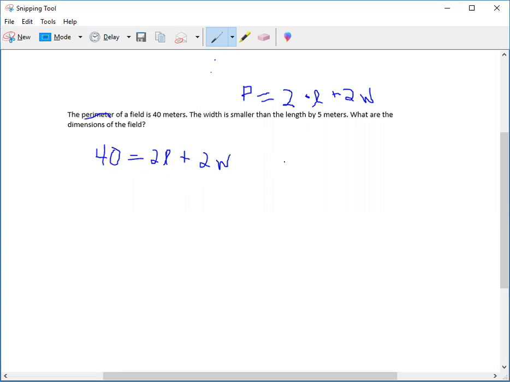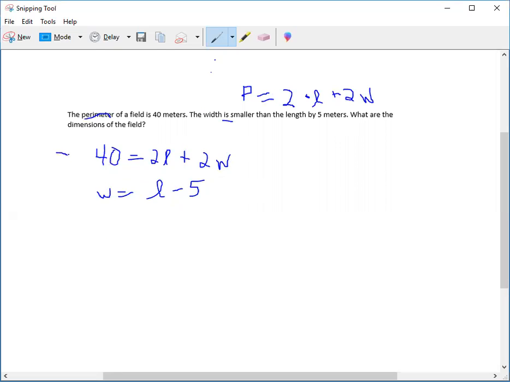The width is smaller, so W equals, smaller than the length by 5 meters. So we're comparing it to the length, and it's smaller by 5 meters. Smaller is like subtraction. What are the dimensions of the field? I've got 2 equations and 2 unknowns, so I'm all set. Substitution here. W is the same as L minus 5, so I'm going to sub in right there.